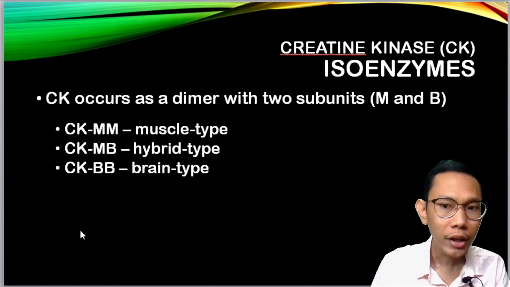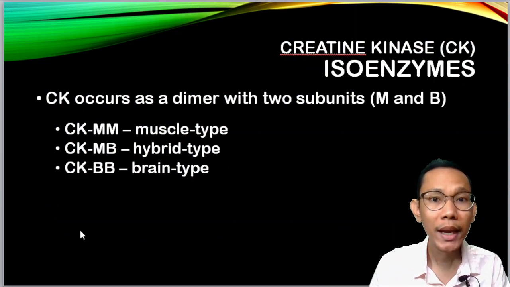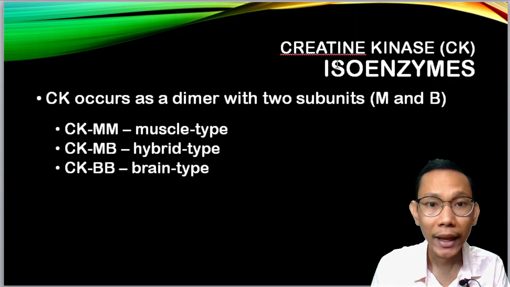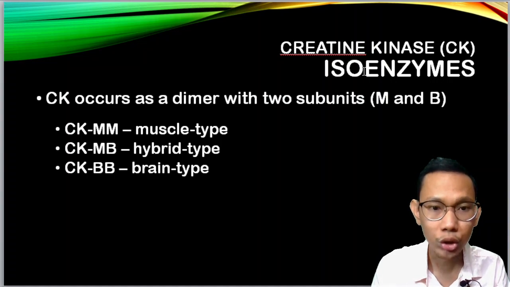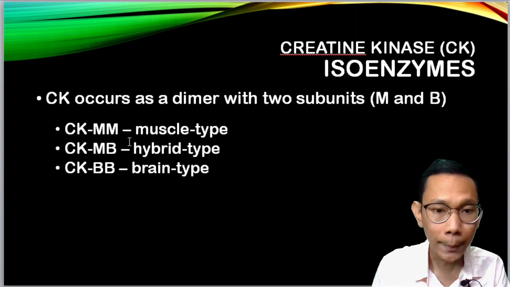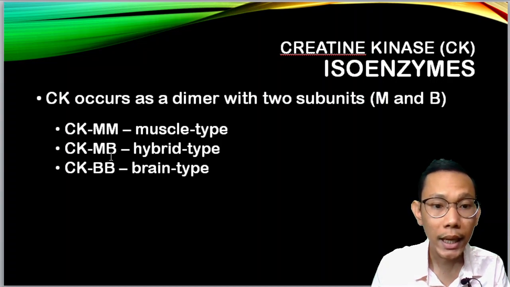In terms of its isoenzymes, when we say isoenzymes, iso means same enzyme for CK, but they differ only in location. CK also occurs as a dimer with two subunits, M and B. So with your CK's subunits, M and B, we have CKMM, which is your muscle type. We have your CKMB, which is your hybrid type. And we have your CKBB, which is your brain type. Again, isoenzymes have the same enzyme activity that exists in different proportions in different tissues.